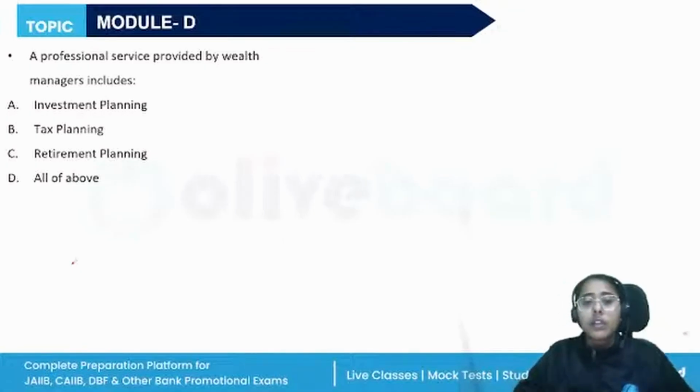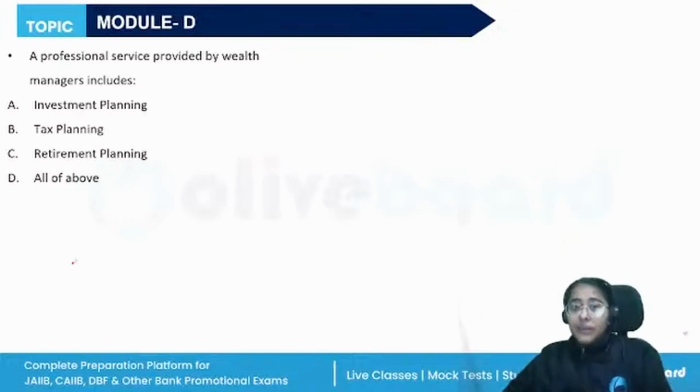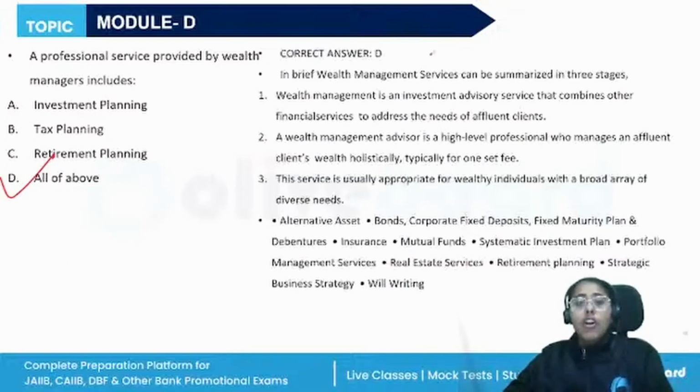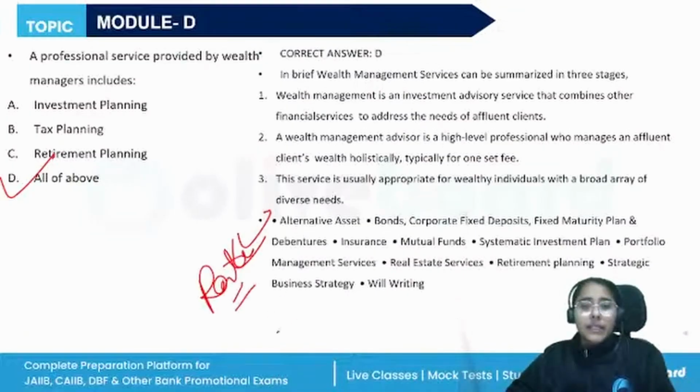So here we are talking about the wealth management advisory services, which combines the financial services to address the needs of the affluent classes of the clients. It is a professional service provided by the wealth manager, and it includes investment planning, accounting, tax planning, estate planning, retirement planning, portfolio, and financial services. So the correct answer will be D, all of the above. All of these are included in the portfolio for the management. These are included in the wealth assets of the client.